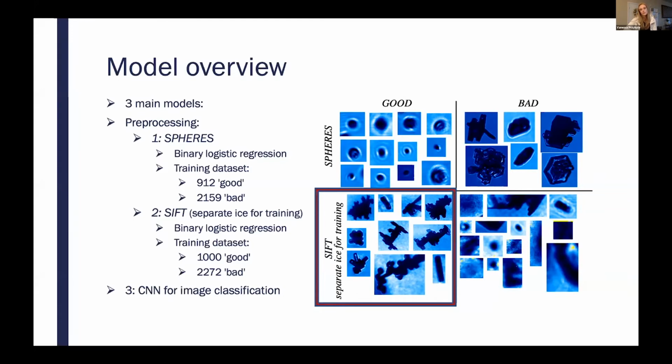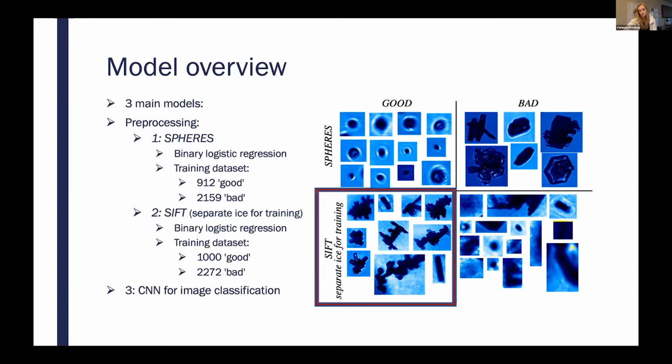So we then had to further go ahead and create another preprocessing model, which we're calling the SIFT model, or Separate Ice for Training model. And what this does is it's sifting through the remainder ice images and separating out high quality images from low quality images, as seen on the bottom row here on the left and the right sides. And again, this is a binary logistic regression model. It's using the same predictors as the SPHERES model. However, there's somewhat of a different objective here.